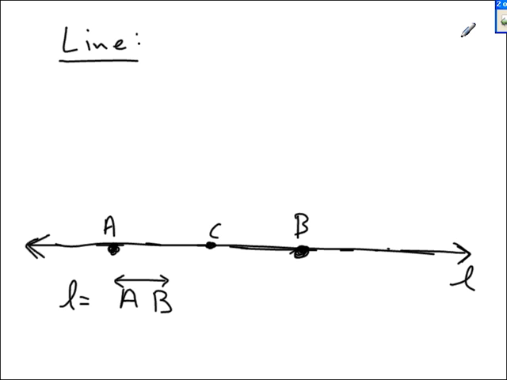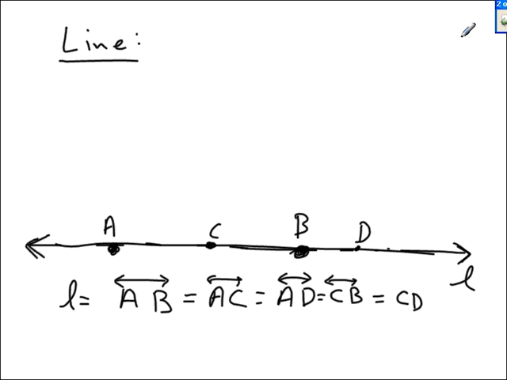at least 2 points. If you get some other points, you can call it AB or AC or AD or CB or CD or even BD. These are all proper names for this line L. 1, 2, 3, 4, 5.